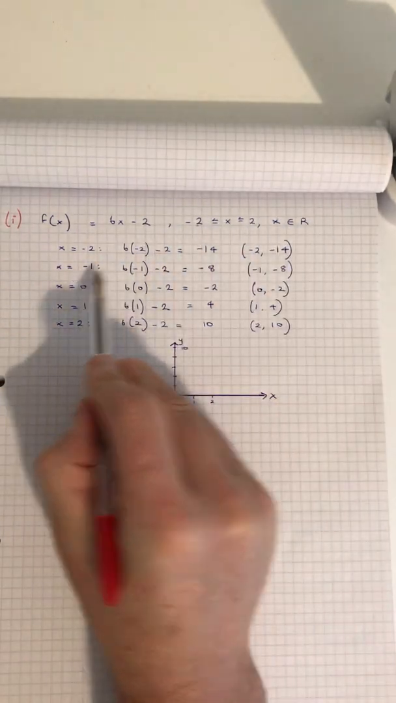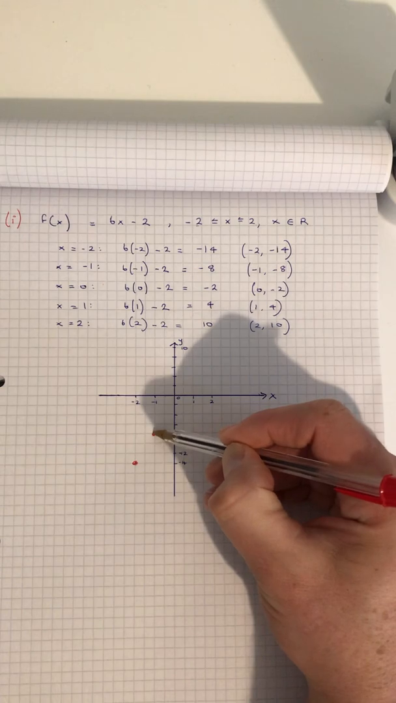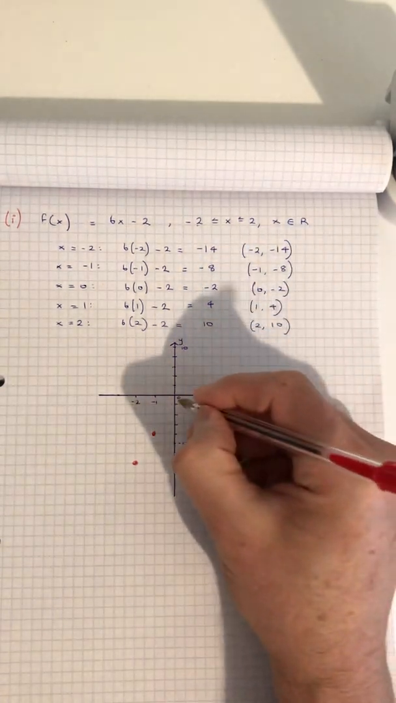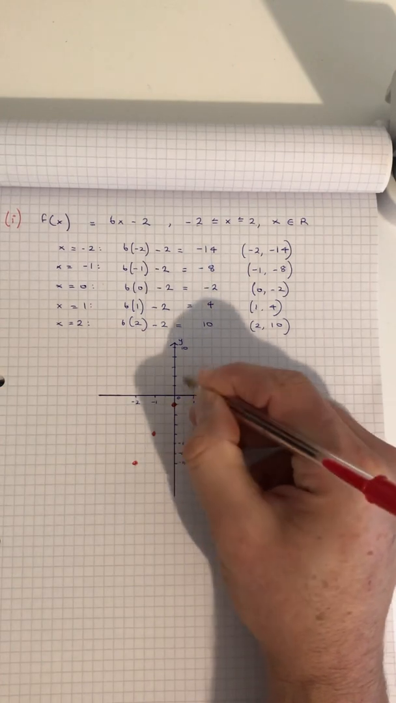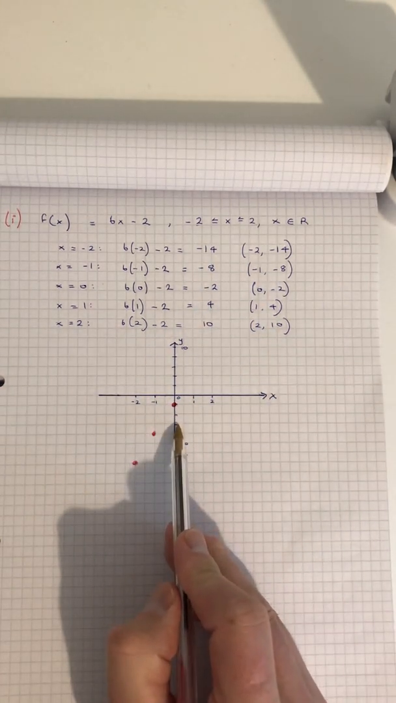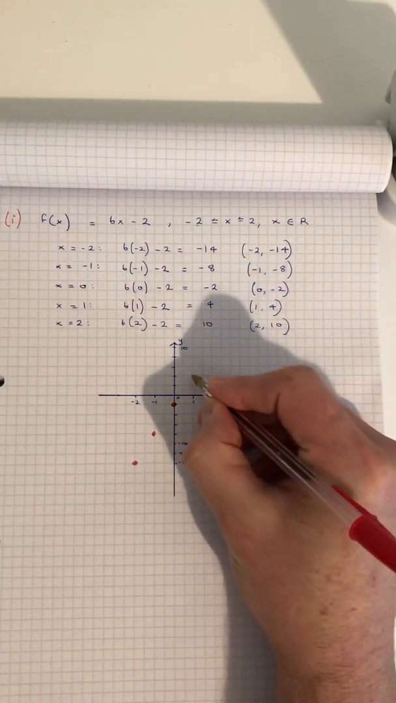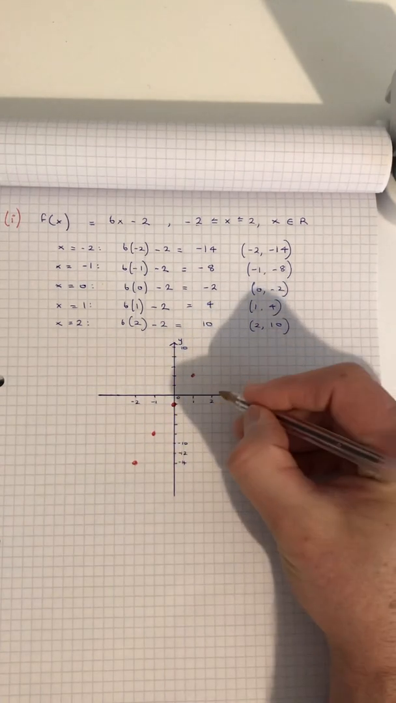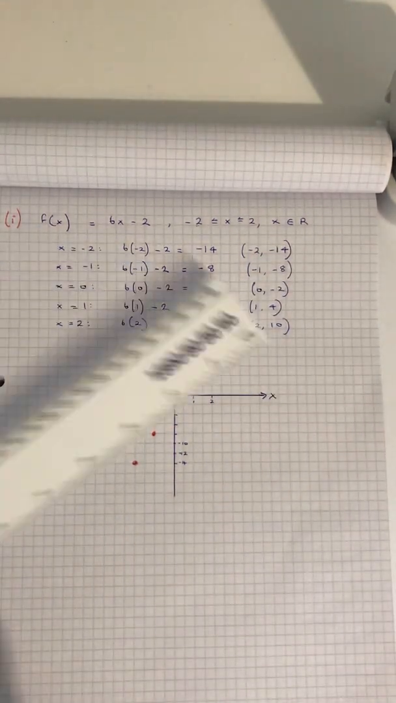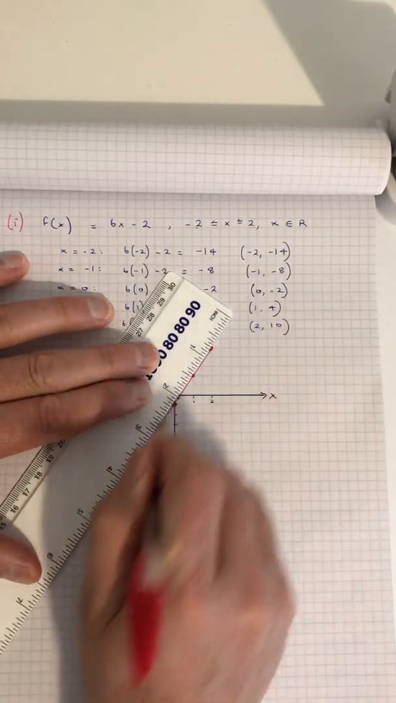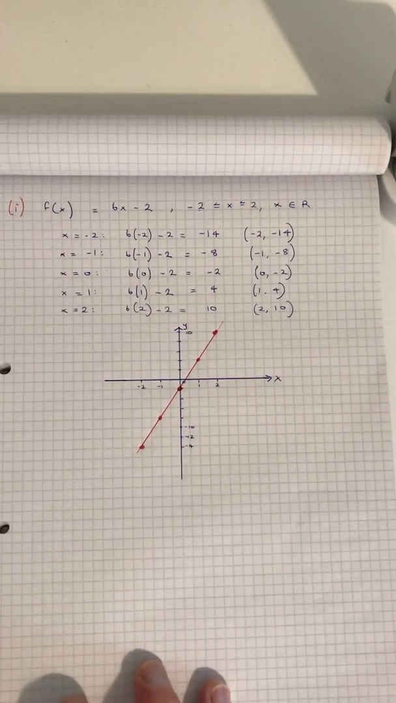The next one is minus 1 down as far as minus 8. The next one is 0, minus 2. I'm going in 2s. So 2, 4, 6, 8, 10. 1 up to 4. And 2 up to 10. And when you have it drawn, you should get a straight line, like so. Okay? And you can join those with a ruler.